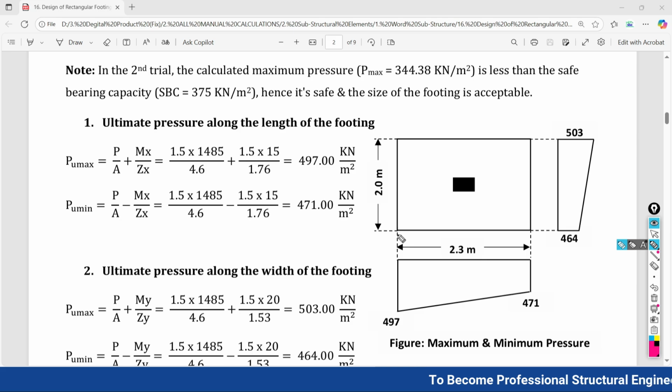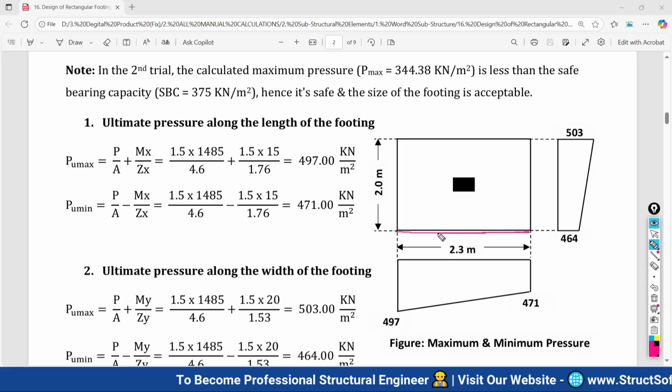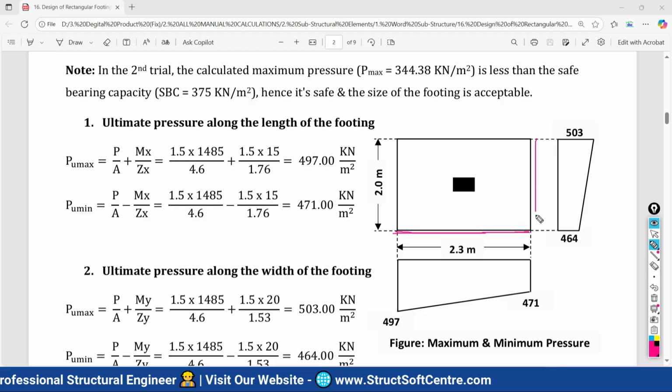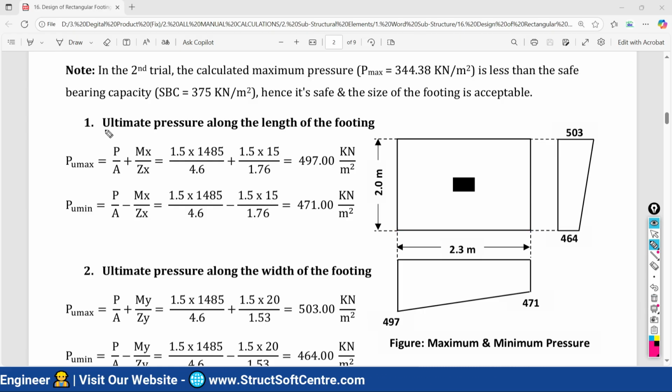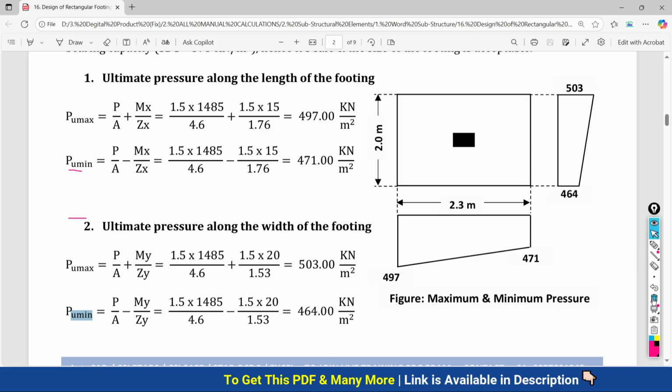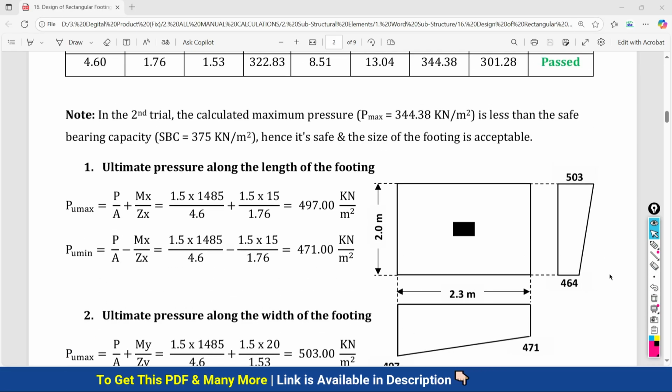Now we have to do the calculation for each direction separately. So we are going to find out what maximum and minimum pressure is acting along the length of the footing, what maximum and minimum pressure is acting along the width of the footing, and for that reason here we have given the formula: ultimate maximum pressure along the length of the footing and ultimate minimum pressure along the length of the footing. Likewise, ultimate maximum pressure along the width of the footing, ultimate minimum pressure along the width of the footing. So one by one for each direction we are going to do the calculation.